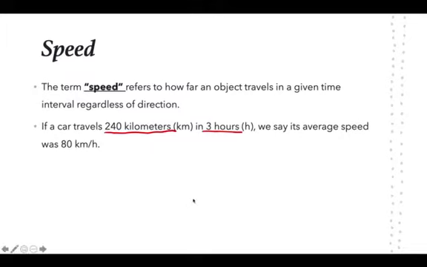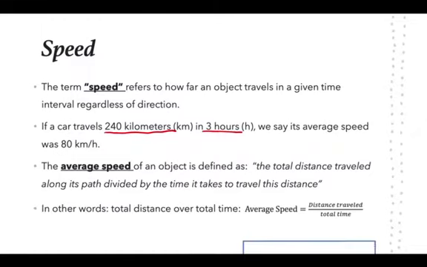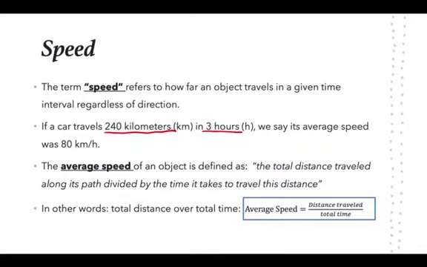So we could define average speed as the total distance traveled divided by the time it takes to travel such distance. So if I were to express this in formula form, I would get average speed equals distance traveled divided by total time that it took to travel such distance.